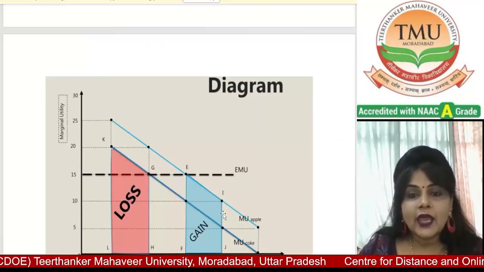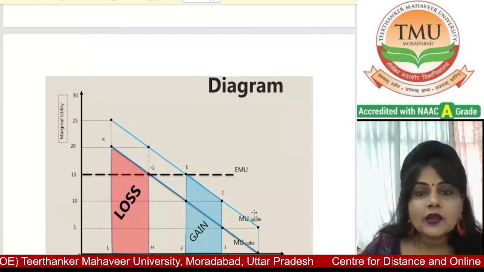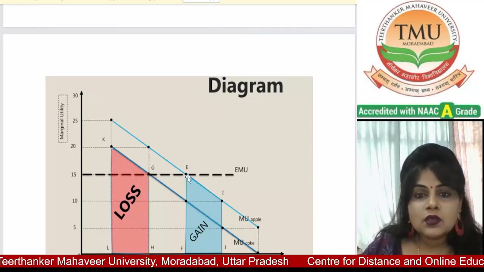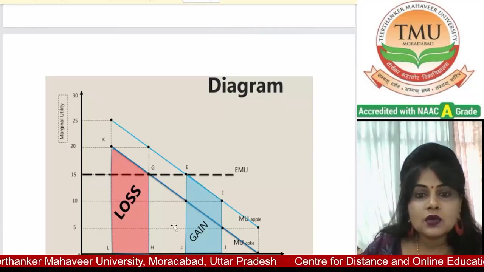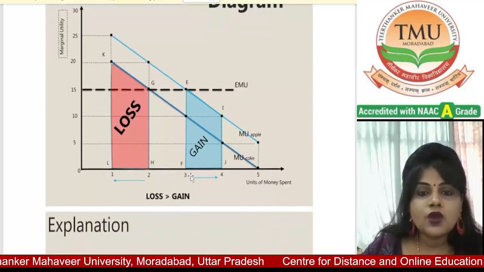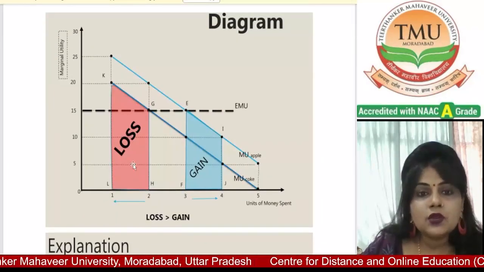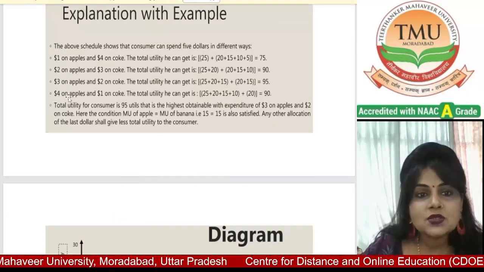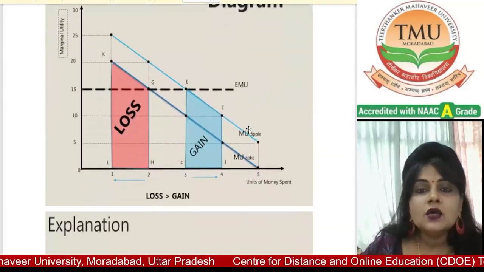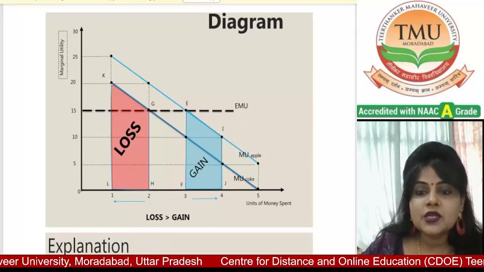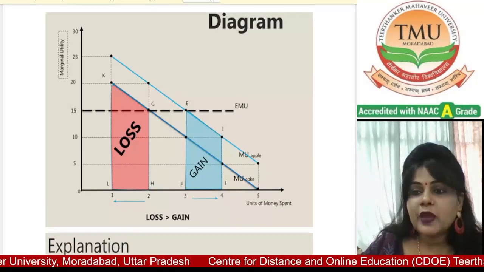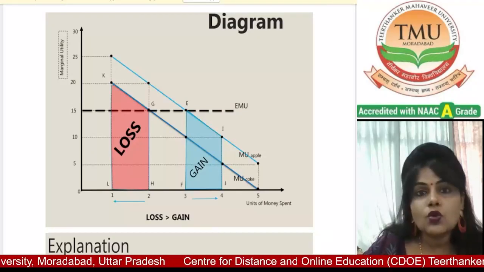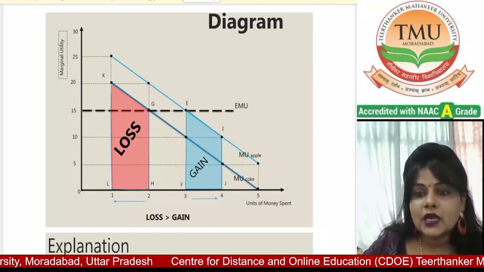You see in the diagram here, in this combination he got a loss, and this combination is the best combination, where he got the maximum satisfaction level. When he spent $3 on the apples and $2 on the coke, it's the maximum level of satisfaction.